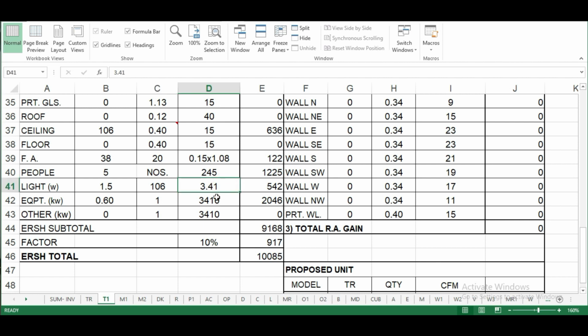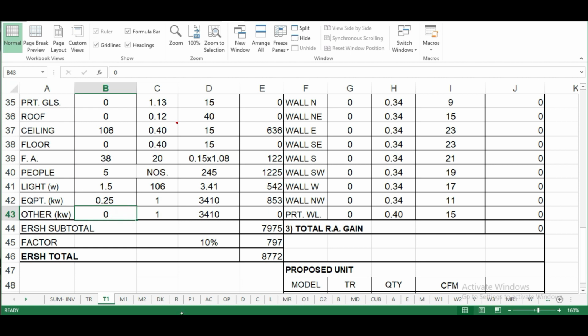Next is equipment in kilowatt. Other equipment, let's assume some LED TV or something, one LED TV normally stands for 60 watt, and including some 100 to 200 watt, maximum there will be 250 watt, that is 0.25 kilowatt. I think in a bedroom there won't be much more equipment. If you have some extra equipment, you always enter the data over here.